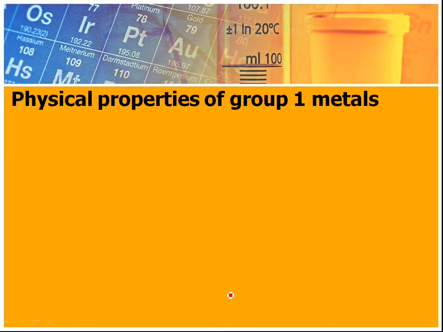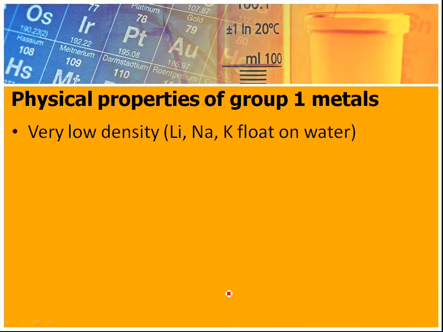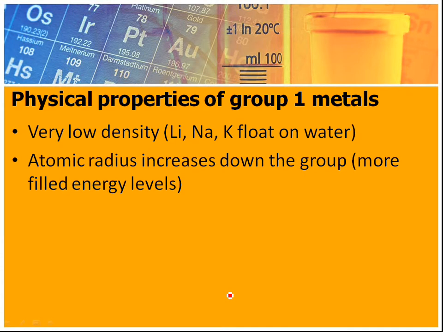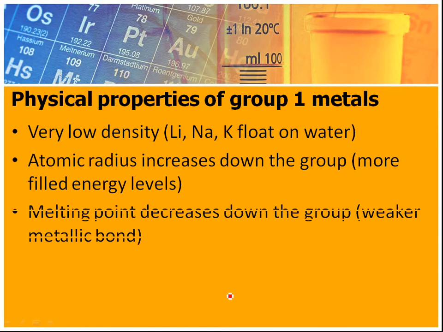Okay, the physical properties of group 1 metals. They have very low density. Lithium, sodium, and potassium will float on water. The atomic radius, the size of the atom, increases down the group, and that's because we have more filled energy levels. The melting point decreases down the group, and that's because of a weaker metallic bond as we go down the group.